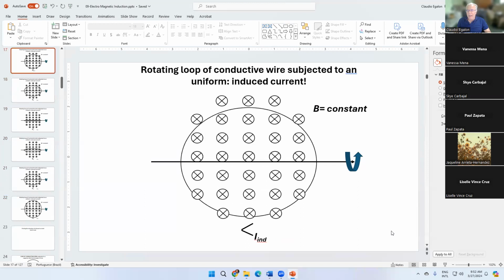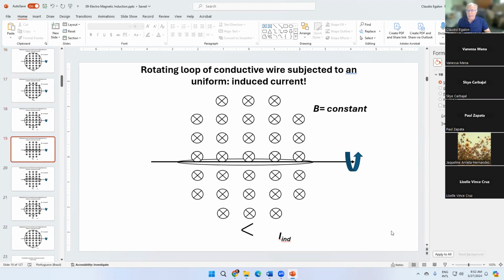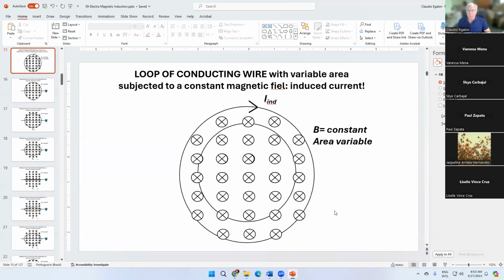Here's the magnetic flux. Initially, it decreases, right? Then it becomes zero, and then it increases. The area vector of the circuit at this very instant of time is going to be pointing in this direction, right? Which is perpendicular to the magnetic field. Anywhere else in between, the area vector is going to have an angle between 0 and 90 degrees. Did you get the idea?